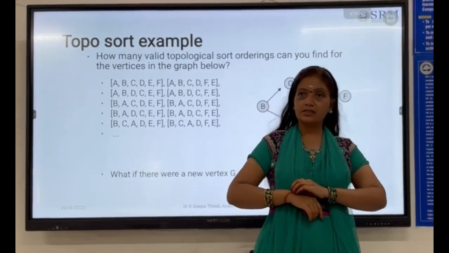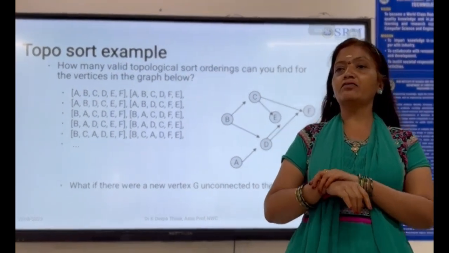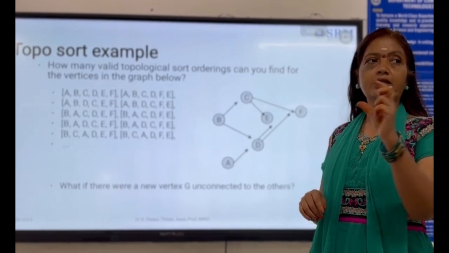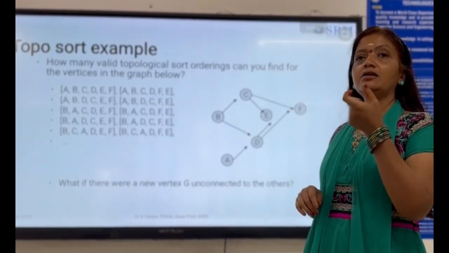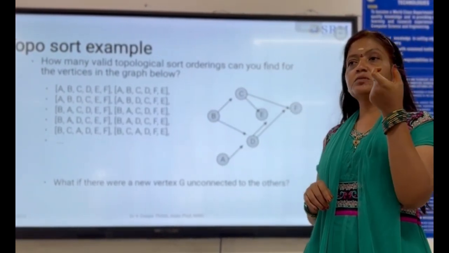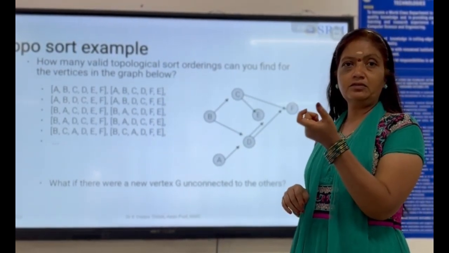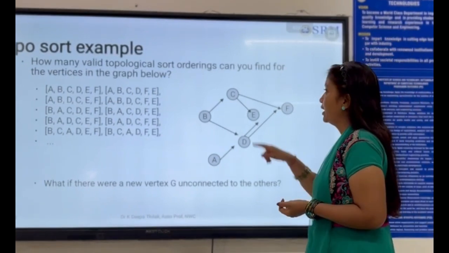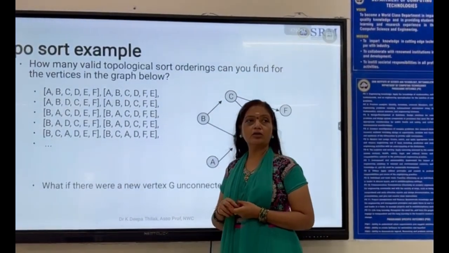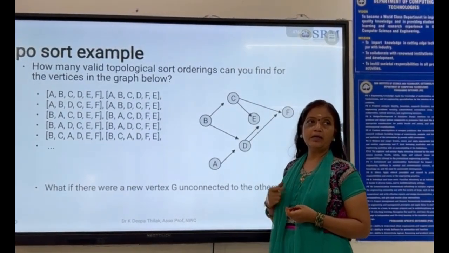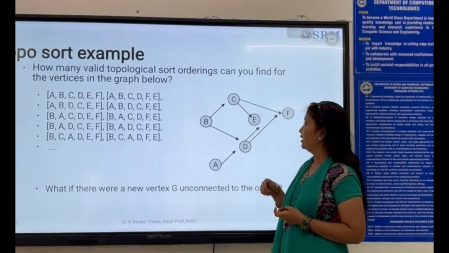So a graph is given, a set of vertices and a set of edges. We have to order the vertices such that the first vertex always comes before the second vertex, and the second vertex always comes before the third vertex. That is how we have to do topological sorting. We'll go with one example and I will explain. So take down this graph.